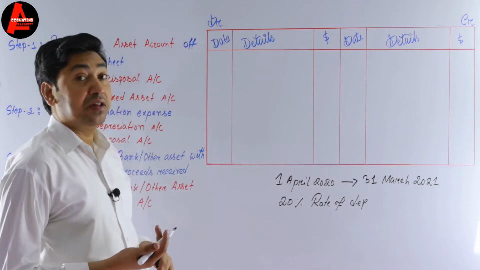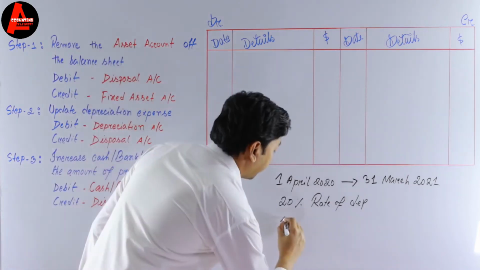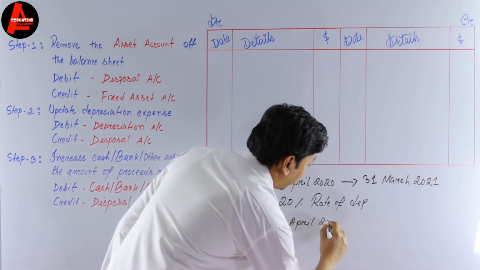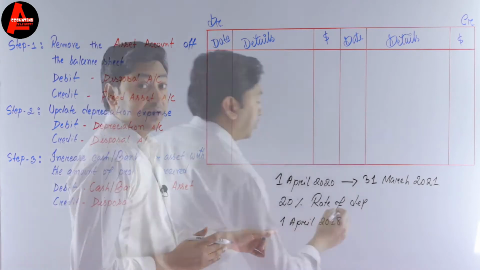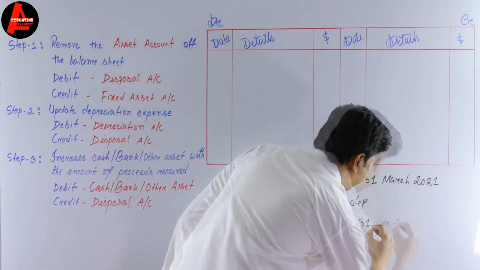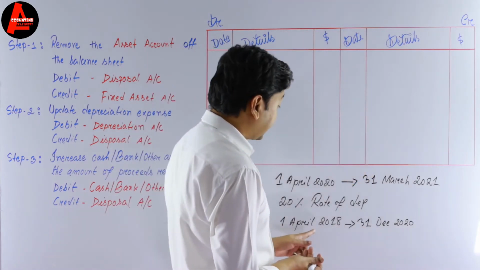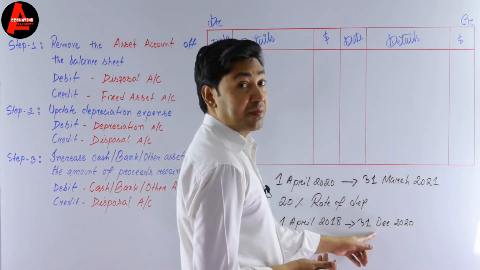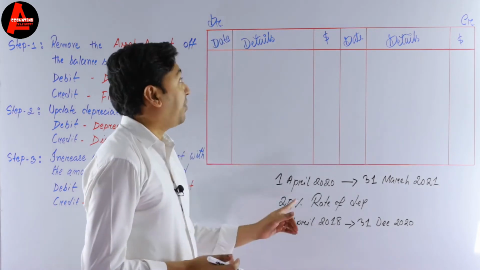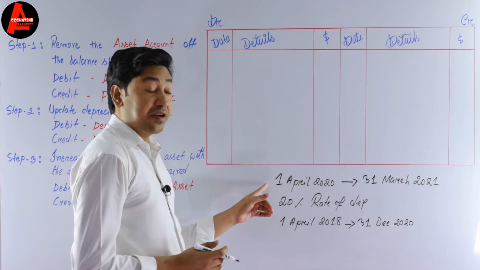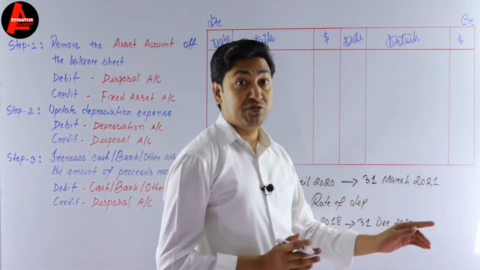The equipment which is sold was purchased on 1st April 2018, but it is sold on 31st December 2020. So notice the asset is sold on 31st December, but it was purchased on 1st April 2018. But we are doing accounts for the year of 1st April 2020 to 31st March 2021.